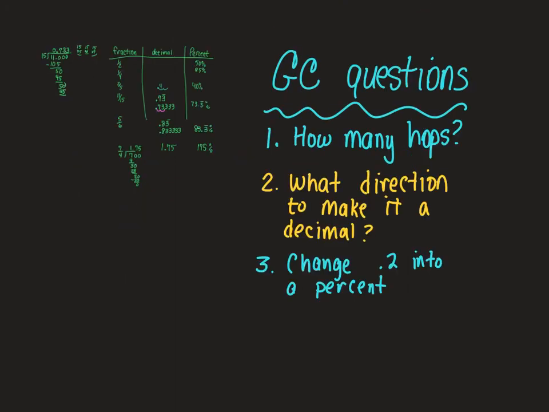All right, here are your Google Classroom questions. The first one is, how many hops? No matter what you're doing, if you're going decimal to percent or percent to decimal, it's always the same number of hops. So how many? Type in a number.